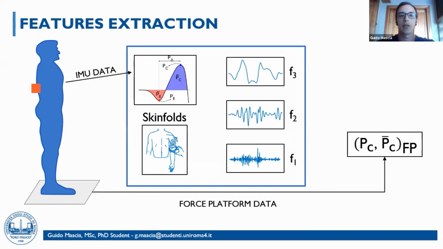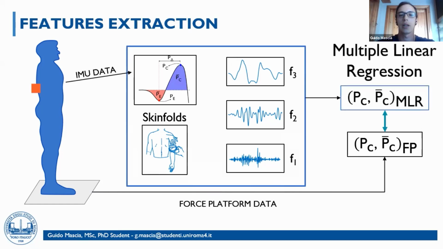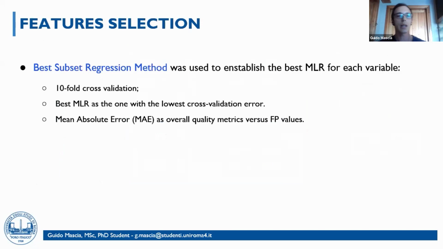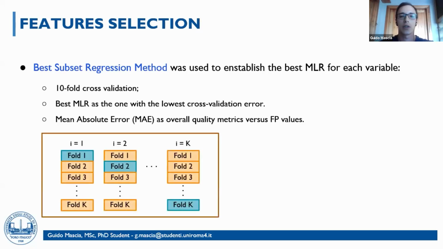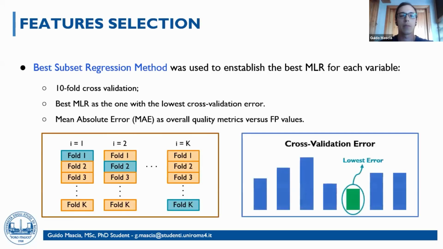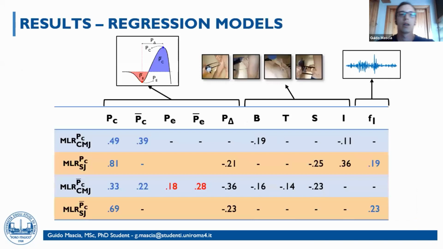We combined the aforementioned features in a multiple linear regressive model in order to compute corrected estimates with respect to the IMU estimates. Then, to select the best subset of features, we used the best subset regression method, and to validate the model, a tenfold cross-validation approach was used. And the best model was chosen to be the one with the lowest cross-validation error. Moreover, to have an overall quality metric versus the FP values, we used the mean absolute error.